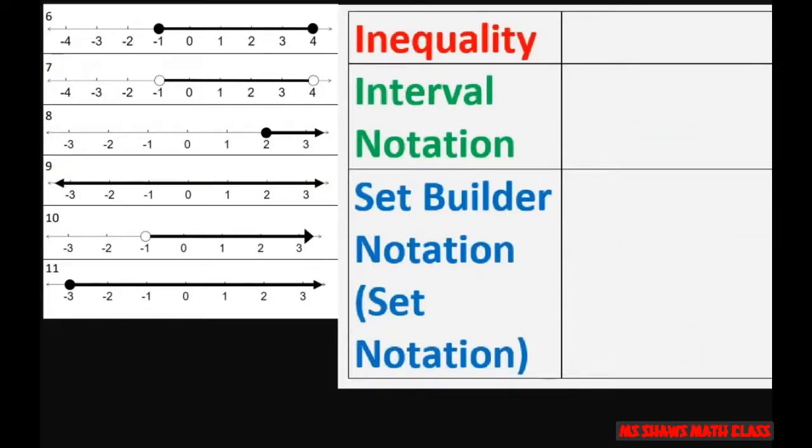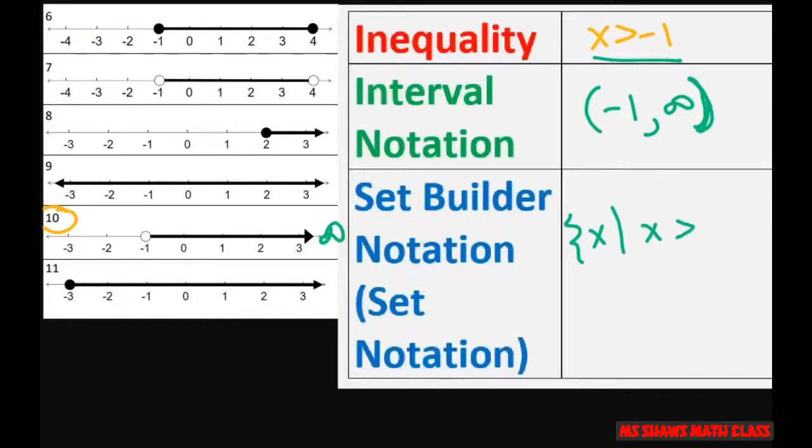Next one, we have 10. We're starting at negative 1, but it can't equal it. So x is greater than negative 1, it's bigger than negative 1 but can't equal it. This also goes to infinity. So it's an open interval, negative 1 to infinity, with parentheses. And set builder notation, just copy this: x such that x is greater than negative 1.